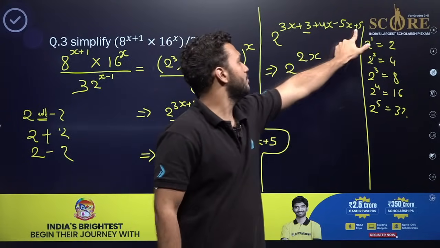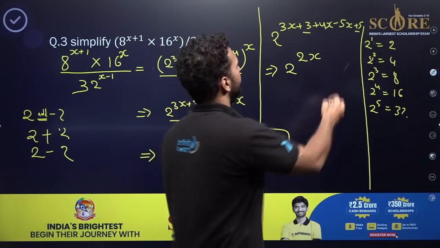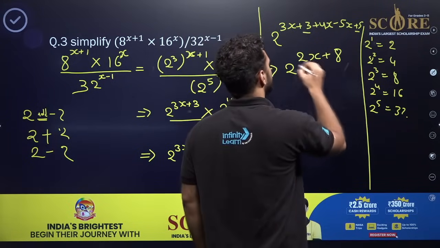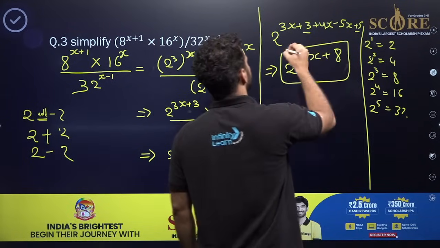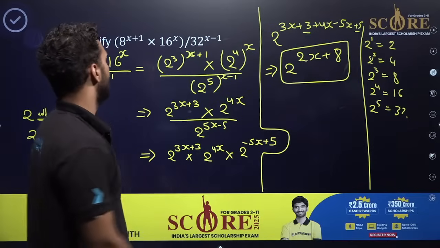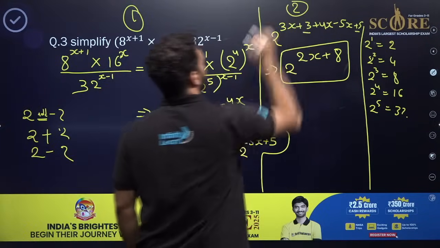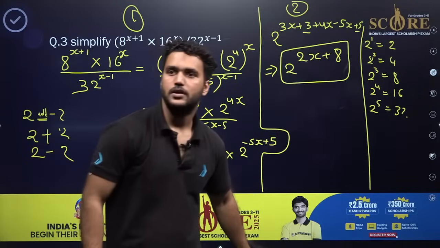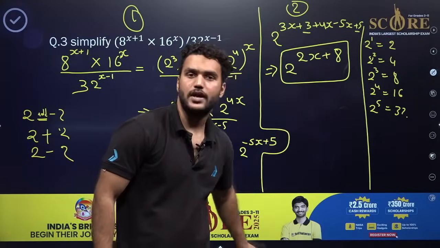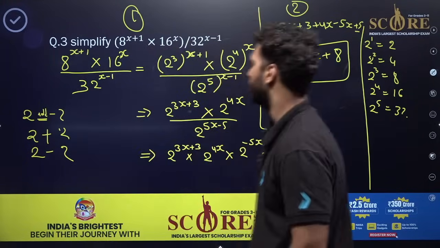Sir, 3 and plus 5. Plus 3 and plus 5 is plus 8. I will get this at the end. This will be the answer. This is your first part, and here we have the second part. Is it clear, guys? If you have any doubt, you can ask me at any time by commenting down.